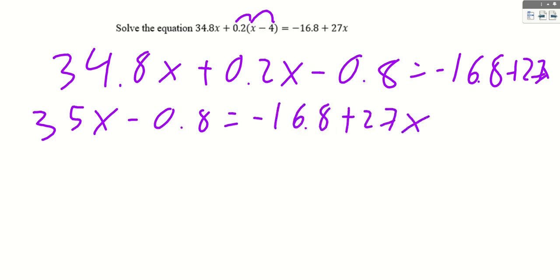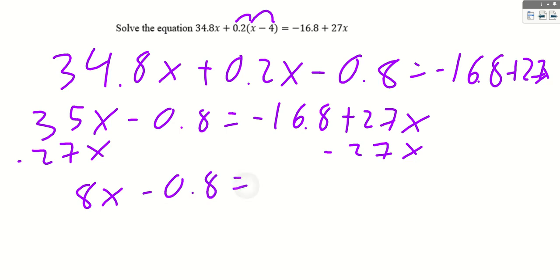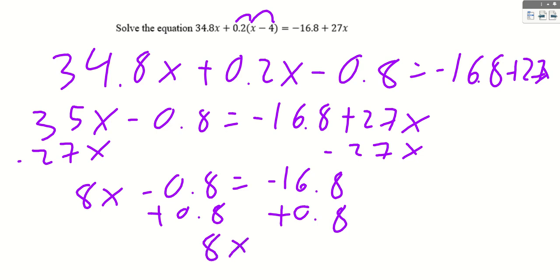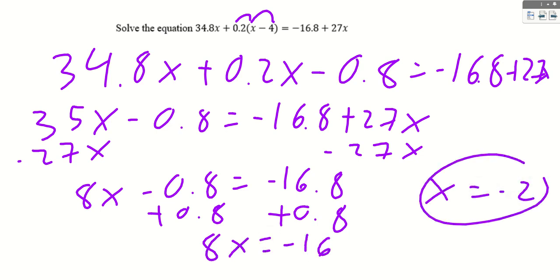I'm going to bring my x's to one side, and then I get 8x minus 0.8 is equal to negative 16.8. Add 0.8 to both sides, and I get 8x is equal to negative 16, making x equal to negative 2.